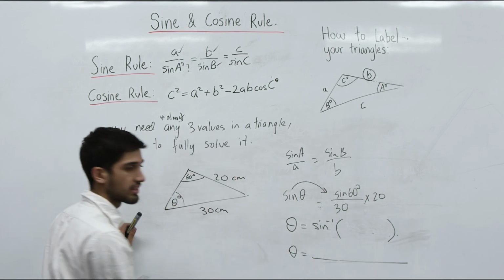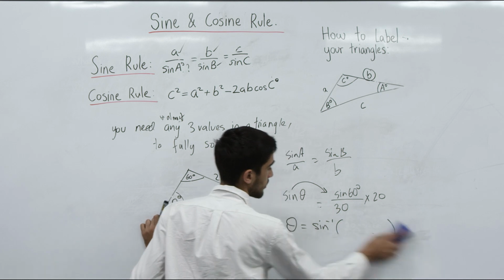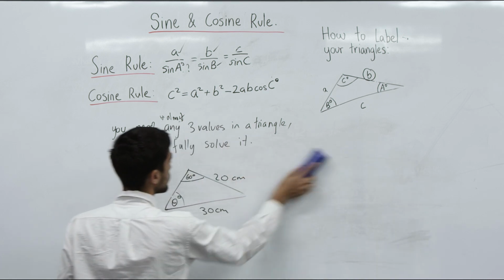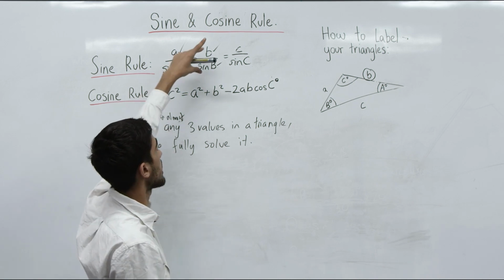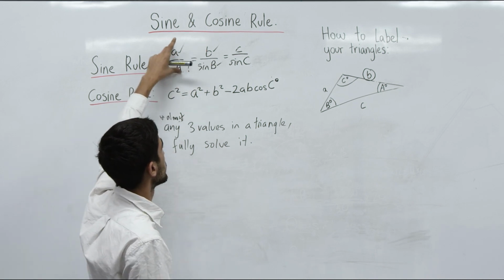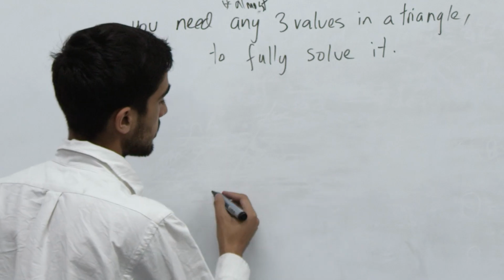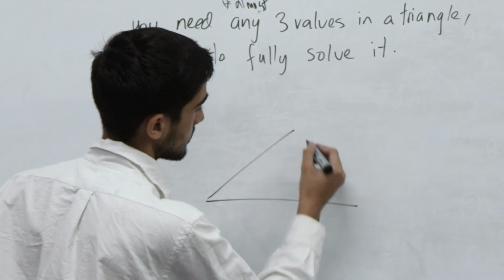You can also find the angle in any triangle using the cosine rule. And the way we're going to do that, remember the cosine rule is what you use when you don't have an angle and its matching side. Okay, so in this case we can do a triangle like this.